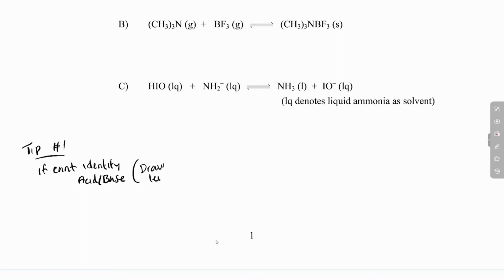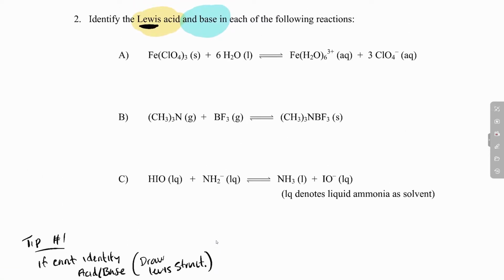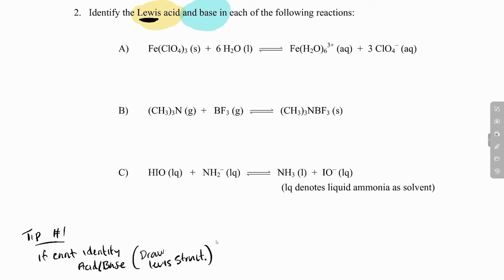Some of these are pretty apparent based off some other tips I'll teach you later. But the tip really, at the end of the day, the best way to figure out which is a Lewis acid or base is to draw the Lewis structure out. And then it becomes readily apparent what will be acting as an acid and what will be acting as a base. But let's actually get into it really quick.